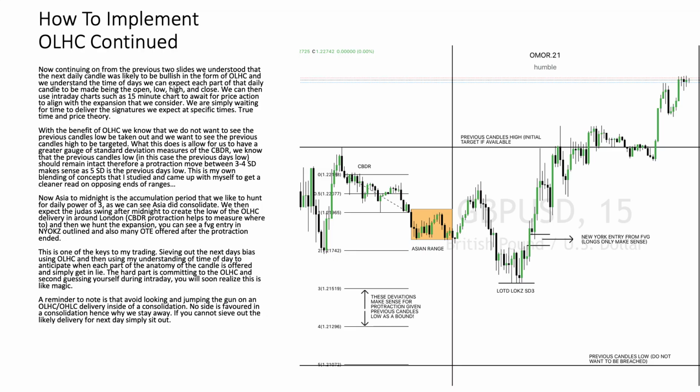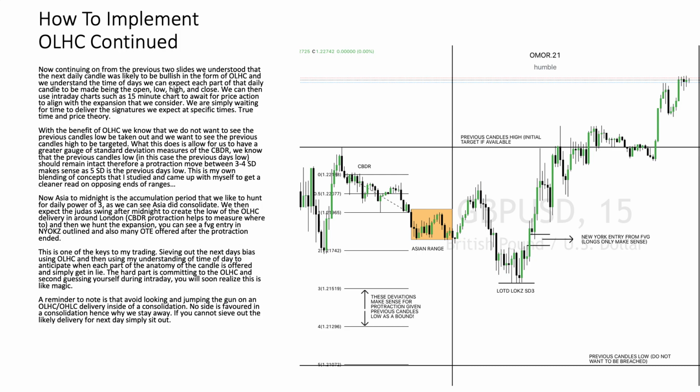What do I mean by simply waiting for time to deliver the signatures? We know that at specific times there's going to be consolidation, the Asian range. We know at specific times it's going to be a Judas swing, midnight open to London, and then an expansionary phase, which is usually London open, after the opposing end is made, and going into New York.